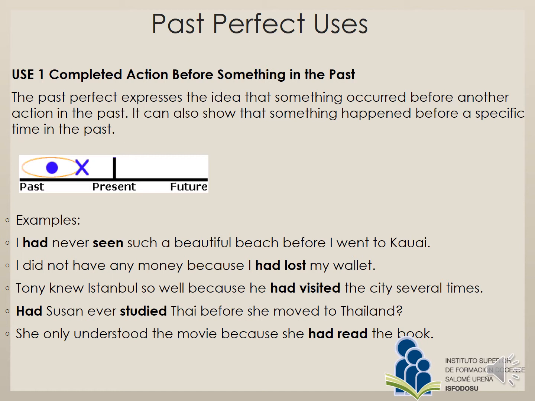Tony knew Istanbul so well because he had visited the city several times. Which action do you think happened first? He had visited the city. That's why he knew Istanbul. The next one says, had Susan ever studied Thai before she moved to Thailand? That's the question. The next one, she only understood the movie because she had read the book. So it means that at an earlier time in the past, she had read the book. So what happened first? She read the book, that's why she could understand the movie very well.